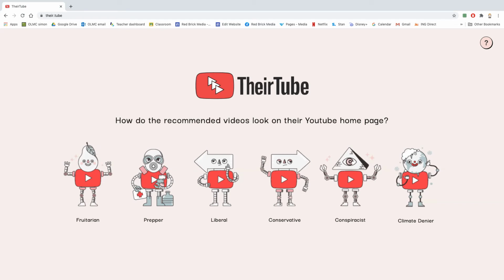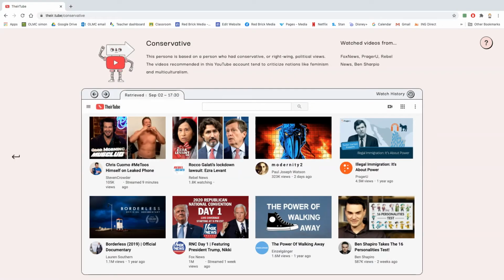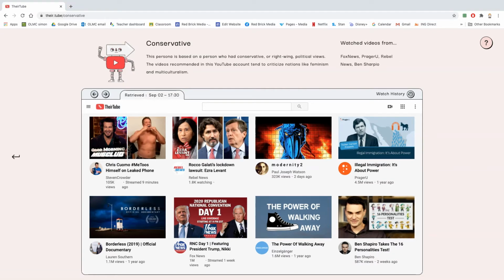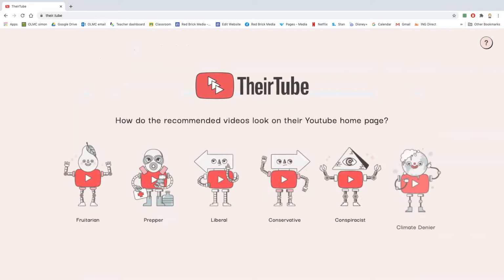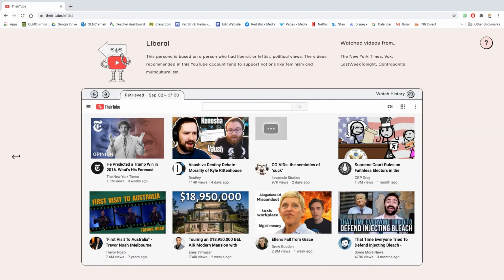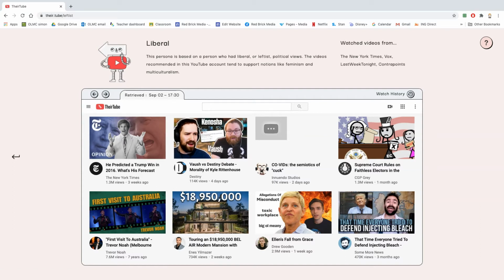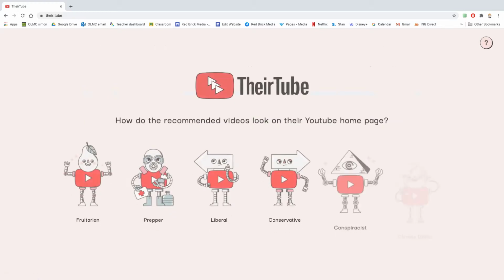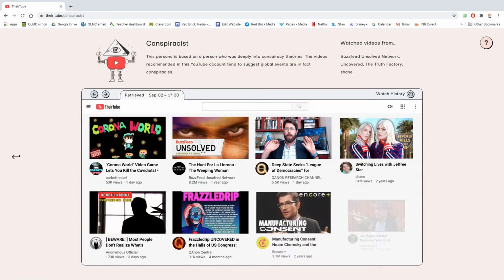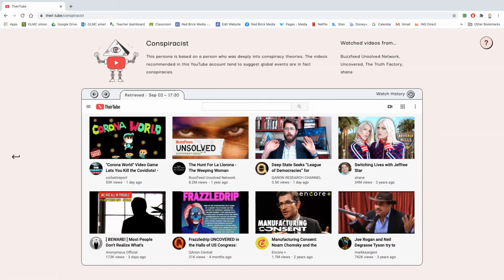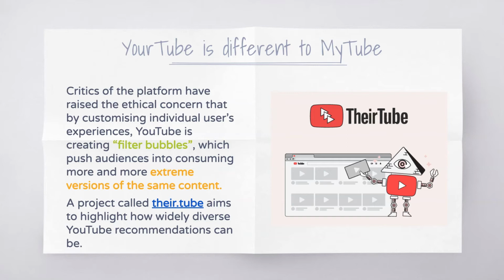A project called TheirTube actually aims to highlight how widely diverse YouTube recommendations can be by allowing users to see what sort of recommended videos are presented on the landing pages of people who are perhaps more conservative and lean to right-wing politics, or are progressive and lean to the left, or even if they've watched a couple of conspiracy theory videos in the past. And so it becomes a little bit concerning that just based on what you have watched in the past limits what you are able to see in the future. And in the previous video, we've actually talked about how this can lead to the polarization of opinions and eventually harassment and hate speech targeted to people with opposing political views.